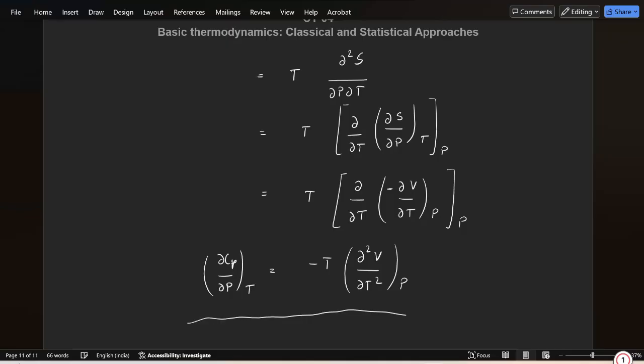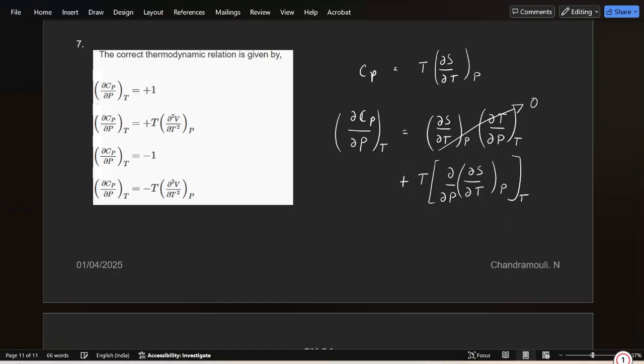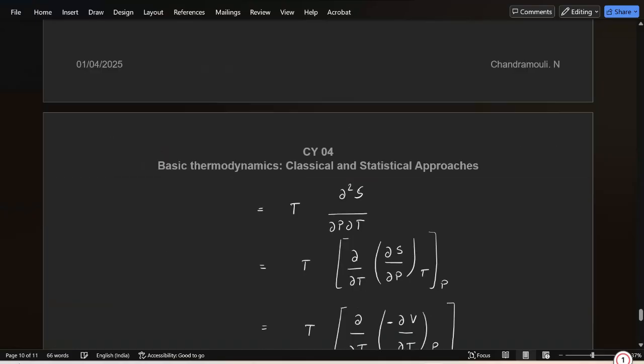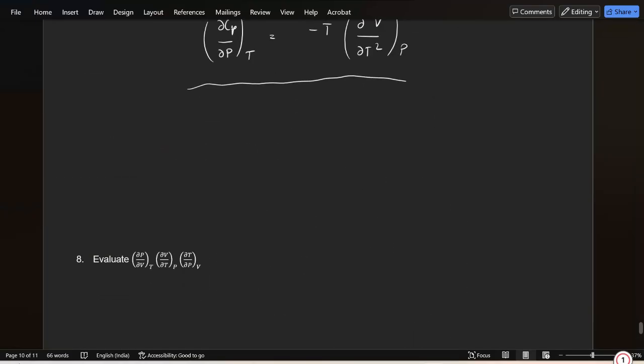Fine. What do we have here, right? This is the answer. Okay. Understood this? Just manipulate it and then use the Maxwell relation. Simple. Okay, Jaideep? Yes, sir.